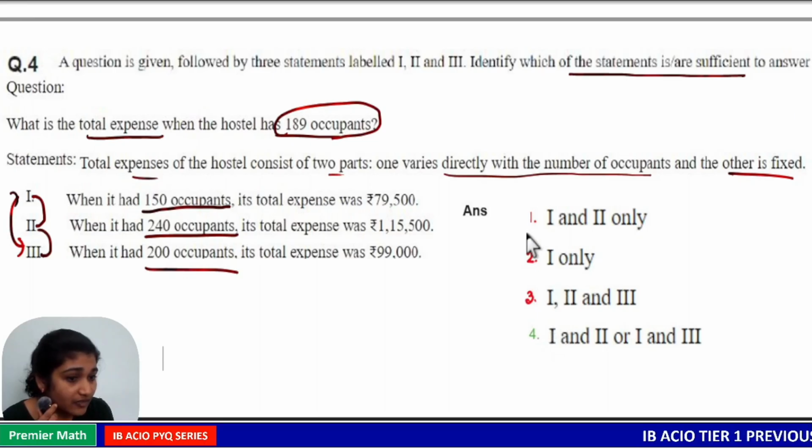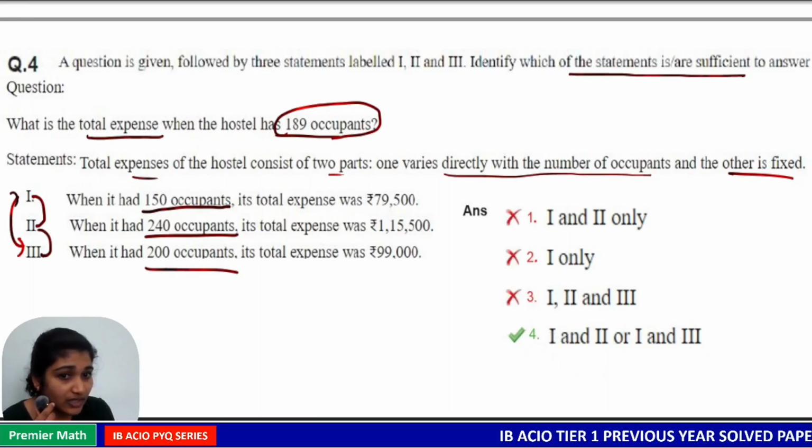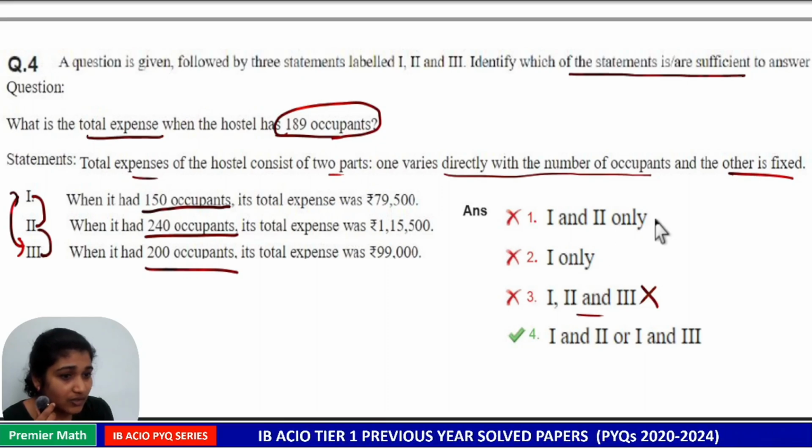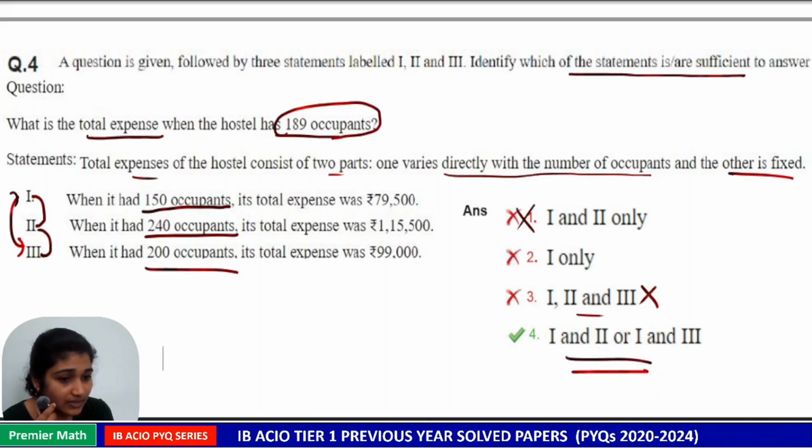That is, either with 1 and 2 or with 1 and 3 we can form it. We don't need all these three statements to find the answer. So here option 1 is also eliminated because option 4 is the correct answer.